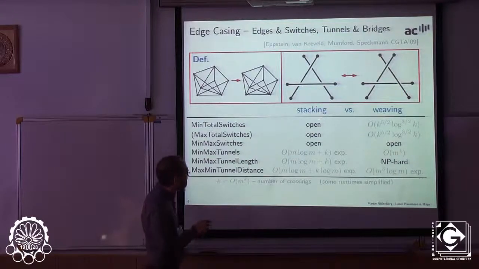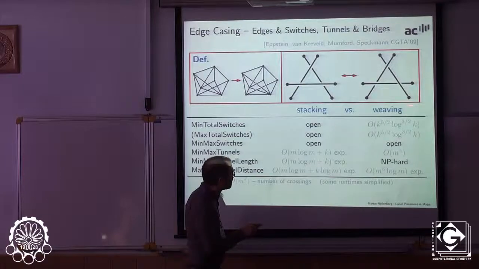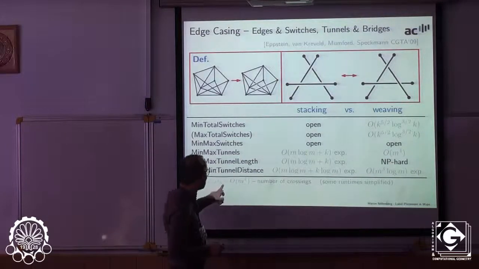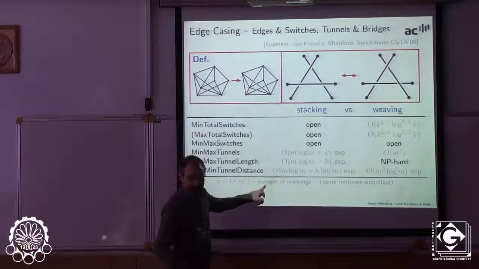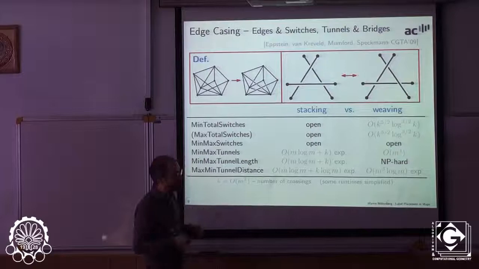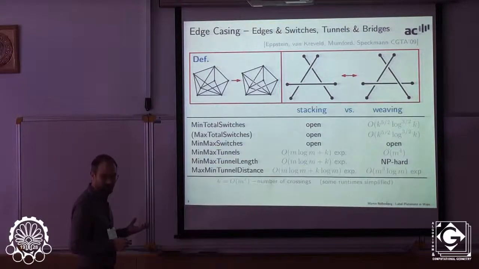And in the stacking model, this is still an open problem. In the weaving model, they can minimize that with a polynomial time algorithm, where here this value k that you see here is basically the number of crossings. So the kind of overpass, underpass that we need to decide. Of course, all of them are at most m squared, but they can be less.